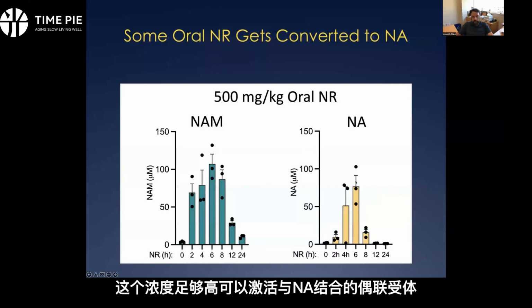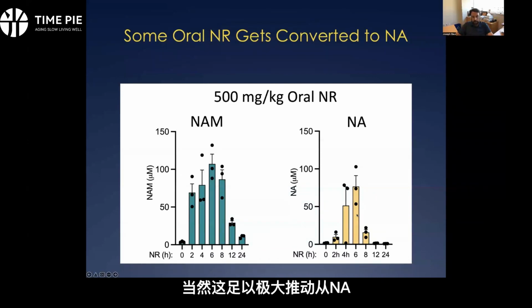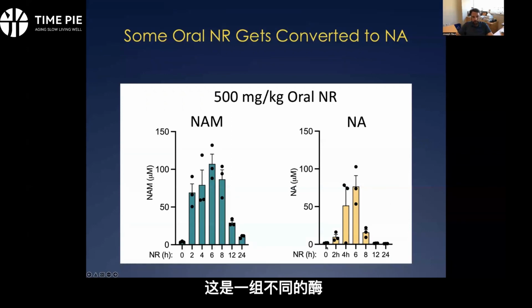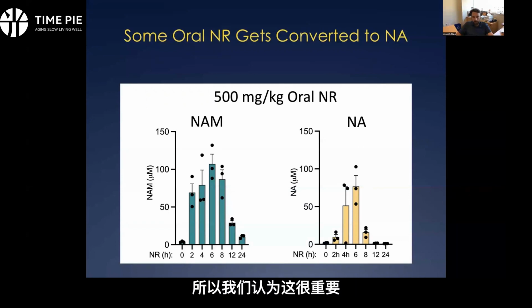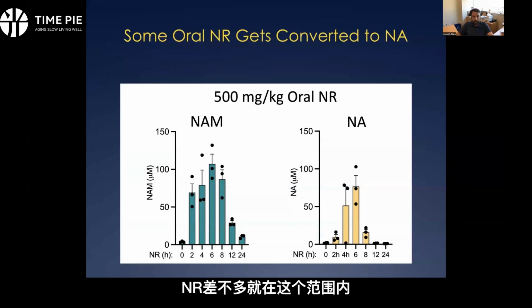And that's a high enough concentration to activate G protein coupled receptors that bind nicotinic acid, and to potentially have effects on other enzymes that are independent of NAD synthesis. And certainly it's enough to dramatically fuel the Preiss-Handler pathway to make NAD directly from nicotinic acid, which is a different set of enzymes and may have different effects than we've realized from only looking at the NR or NAM on cells. So we think this is really important to follow up on and understand whether nicotinic acid production in humans receiving nicotinamide riboside is in this range.